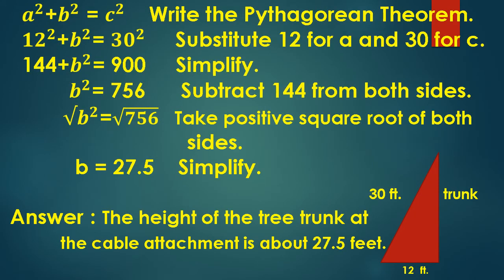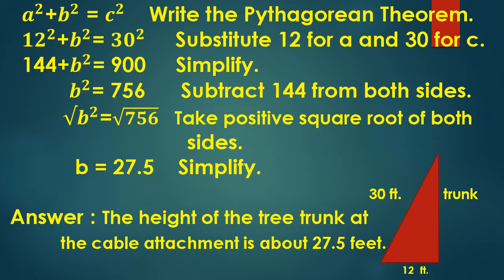Okay. Write the Pythagorean theorem: a squared plus b squared is equal to c squared. Next is substitute 12 for a and 30 for c. So 12 squared plus b squared is equal to 30 squared. So 12 squared is equal to 144, plus b squared is equal to 30 squared, which is 900.